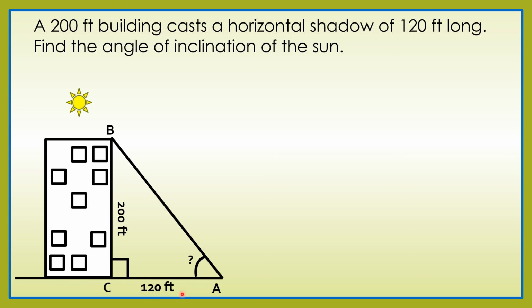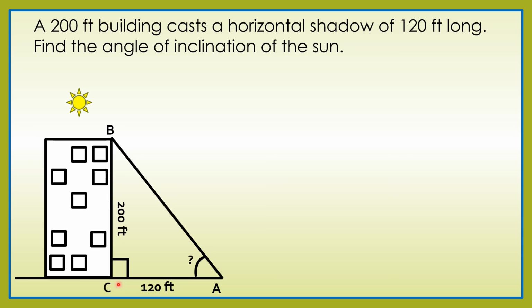So, ang hahanapin natin is yung inclination of the sun. So, ibig sabihin, yung angle na to ang unknown. So, ito yung hahanapin natin. So, let us name this point as A, and then this one is B, and then C. So, we can form here right triangle ABC.